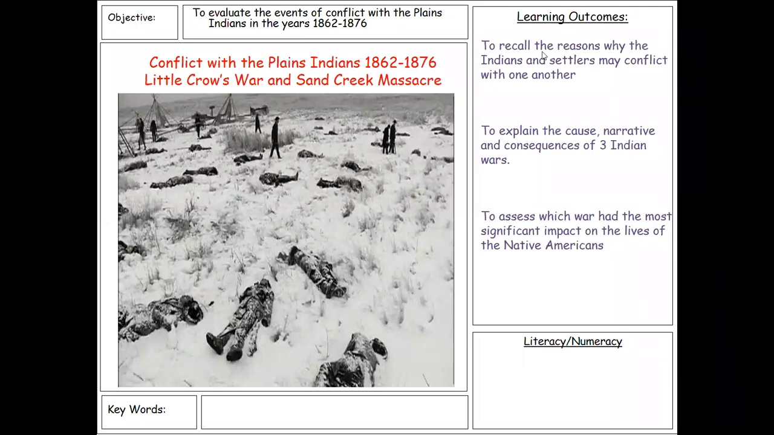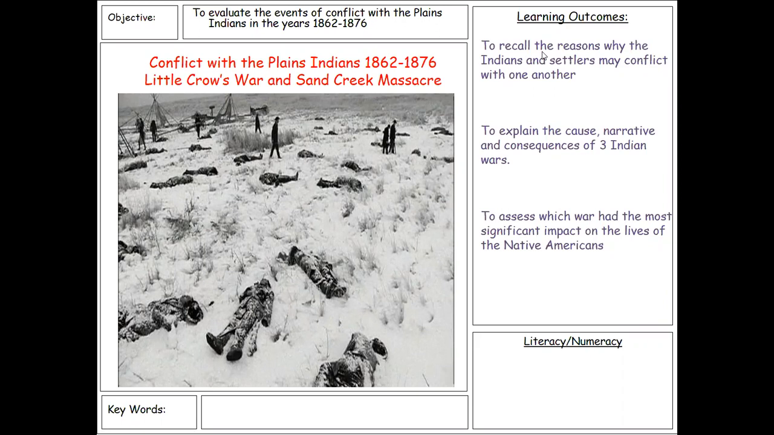Right, these next two lessons are going to be the last two lessons in Unit 2, which means we have about 8 more lessons of American West left before we finish the course. Now, what we're going to look at for this set of lessons is conflict with the Plains Indians. So we're going to look at the battles that the Plains Indians had with white settlers and the US Army.